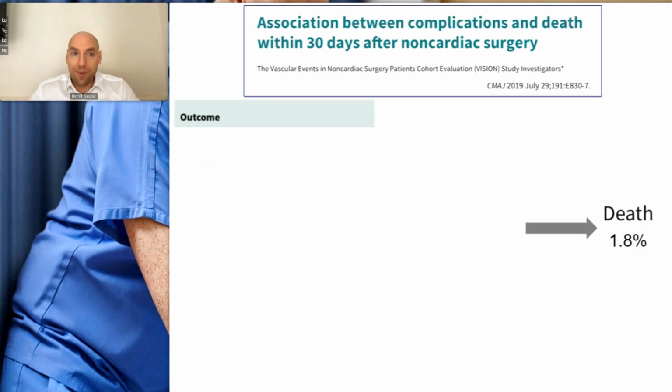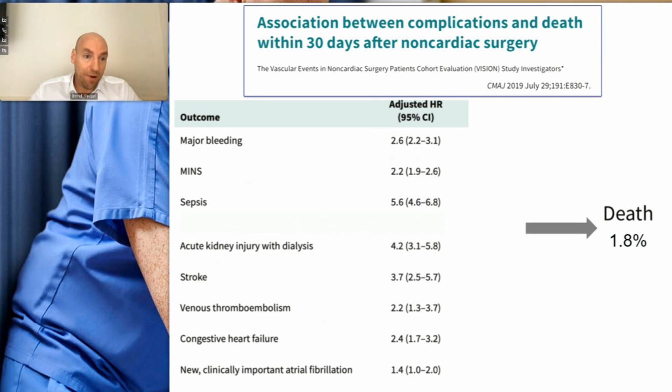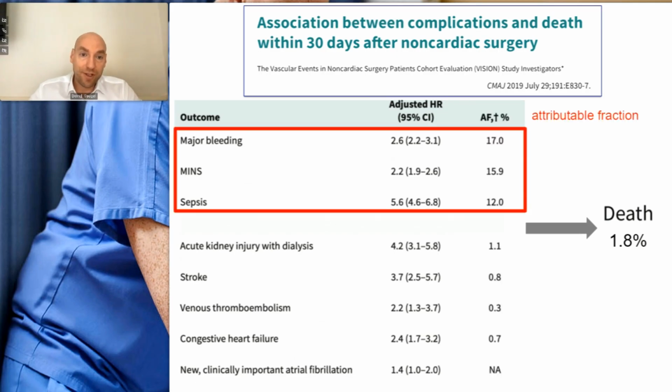If we look at the complications that can lead to more dramatic clinical situations like cardiac arrest or even death, if we again look at post-surgical patients, the complications are well established. It's major bleeding, myocardial injury and infarction, sepsis, acute kidney injury, stroke, and congestive heart failure. And if we look at the complications that are most strongly associated with death, that have the highest attributable fraction of risk, we can see that the three main complications are major bleeding, myocardial injury, and sepsis.